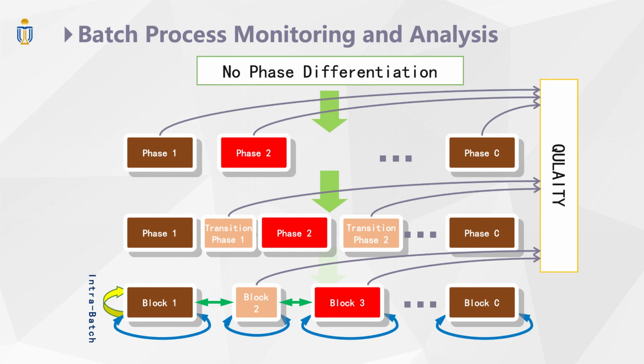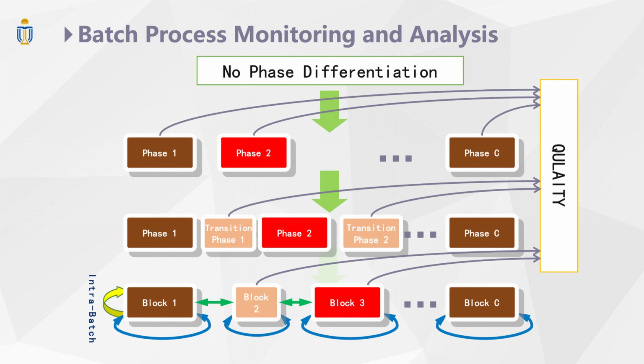Then after that, we realized a batch process switching from one phase to another does not jump. It has a transitional stage. This transition actually has more impact on quality variation. So we introduced transition phases for batch process monitoring as well.